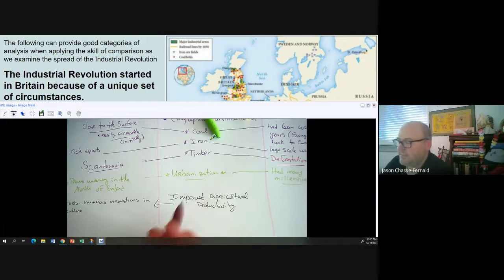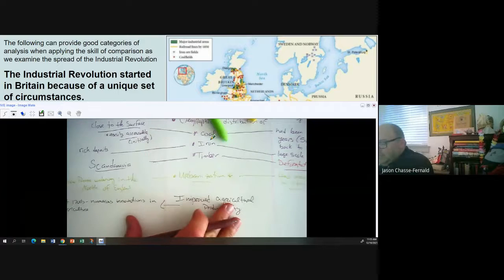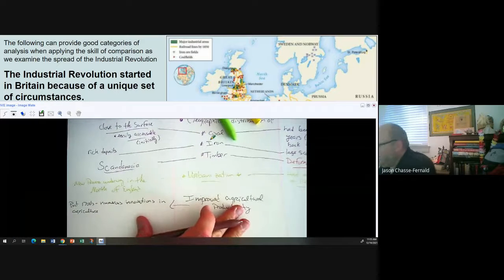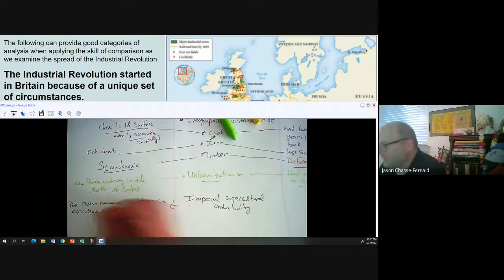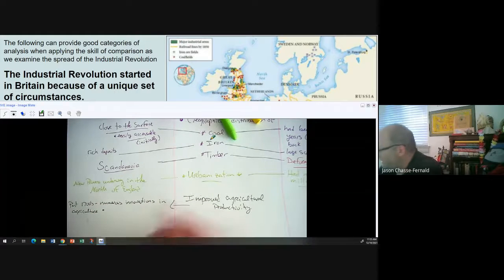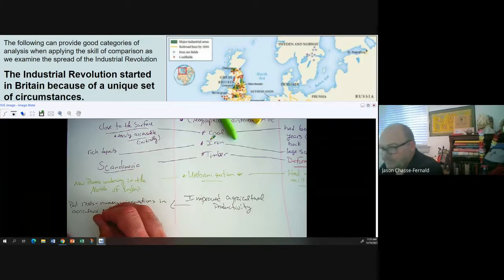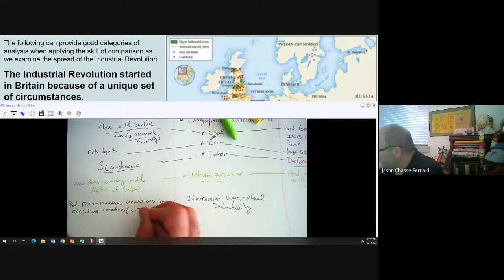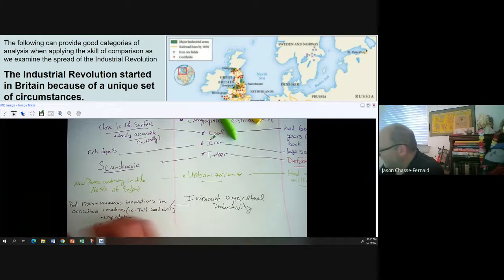Just numerous innovations in agriculture taking place in England, and of course the range of this is tremendous. From machines, like the Jethro Tull seed drill, to things like new crop rotation techniques, to things like selective breeding.